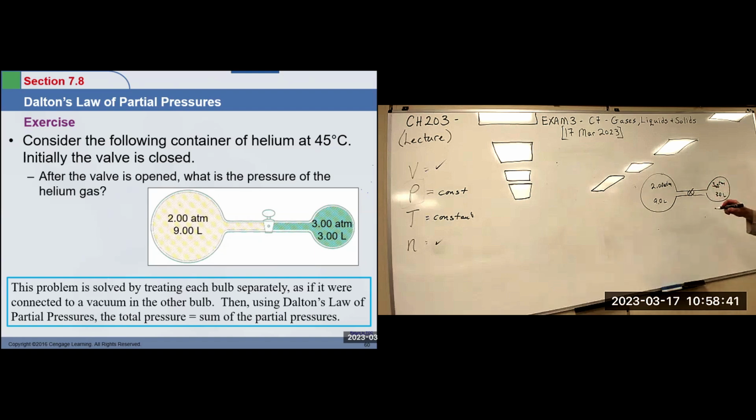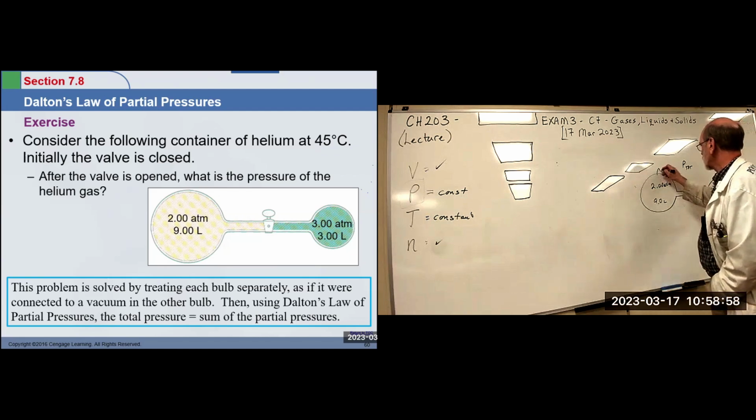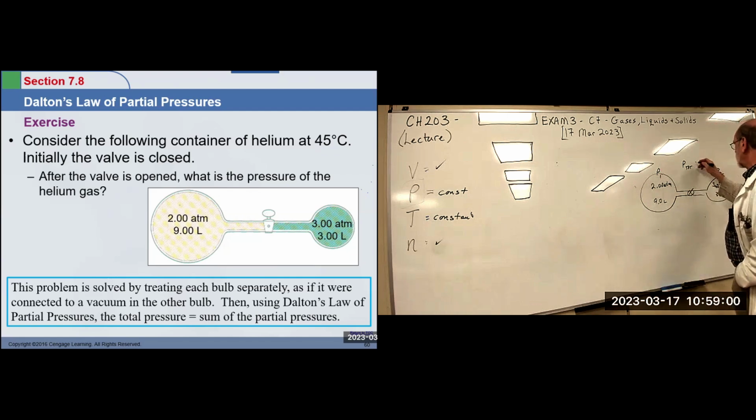Okay, so once these two gases mix, what's going to be the total pressure? They don't tell us what the gases are. So let's say this one is P1 and this one's P2. The total pressure is going to be P1 plus P2. So what we have to do is find out what will be the pressure of P1 that occupies that new volume. That sounds like a Boyle's law problem. Pressure times volume is constant.